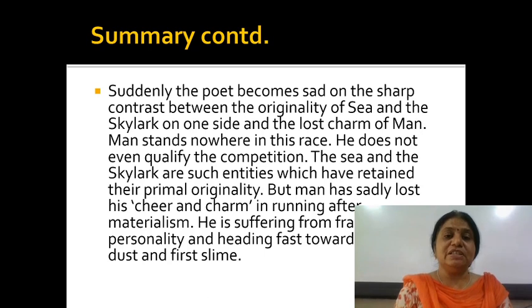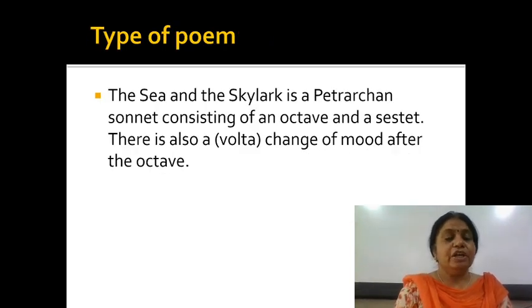But it is very sad that the best creation of God has lost its originality, has lost its primal cheer and charm, and he is suffering from fractured personality, and even the birds and the water are better than human beings. So if we talk of the type of poem, this is the genre of poem. Genre means the form of literature. So The Sea and the Skylark is a Petrarchan sonnet.